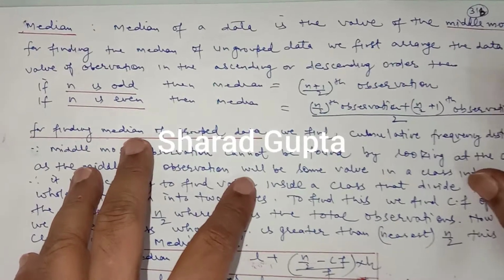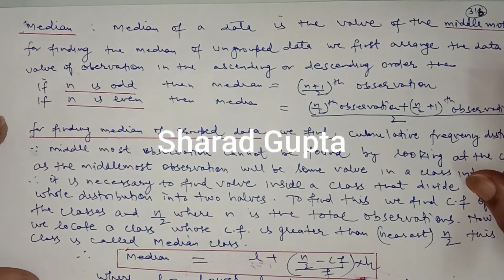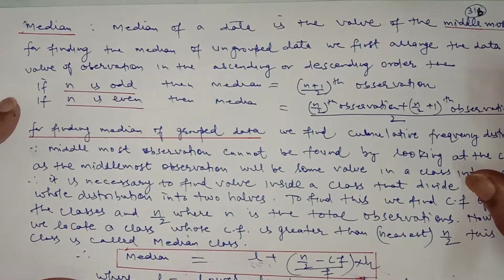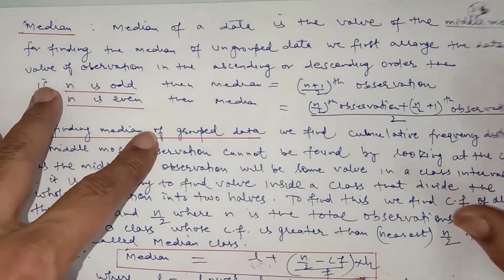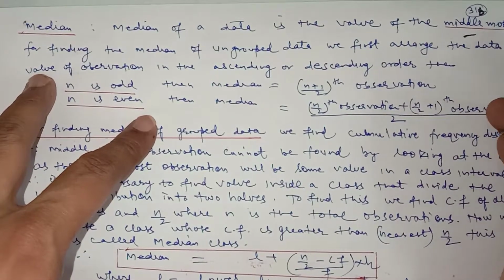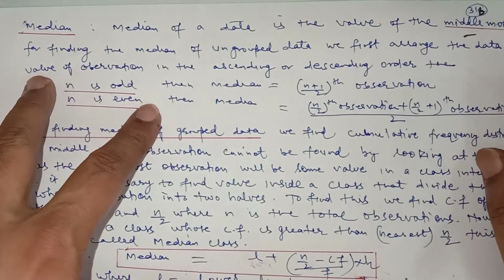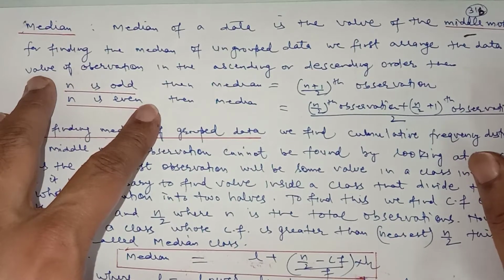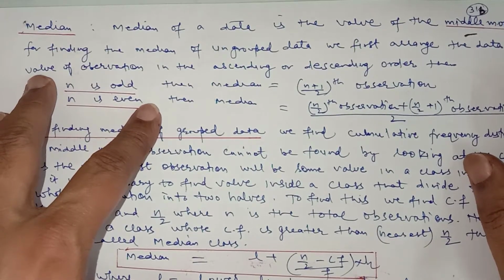This is lecture number 4 for the chapter Statistics of class 10th, and in this lecture we'll discuss the median. Now the median of a data is the value of the middlemost observation. Middlemost means exactly the middle value of the given observations.